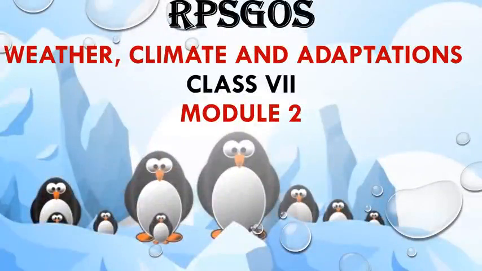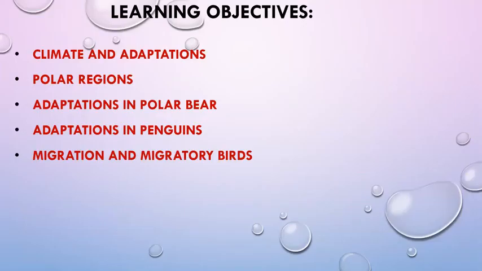Today, we will discuss Module 2, which is a part of the chapter Weather, Climate and Adaptations. In this module, we will learn about climate and adaptations in various climatic conditions. We will study about the polar regions, the various adaptations found in polar regions like in animals, polar bear, penguins, and lastly, we will discuss migration and study about migratory birds.